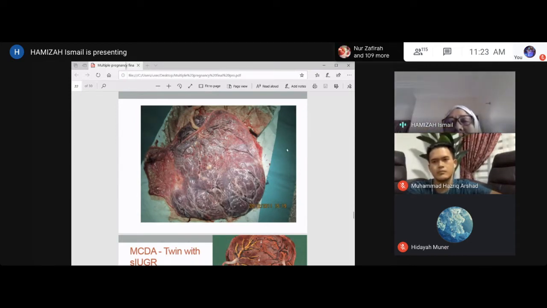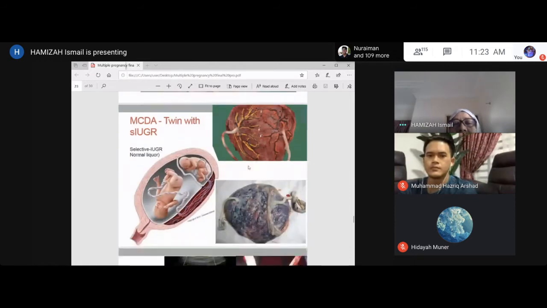Okay, this is an example of laser that has been done. These are laser. Then your MCDA with selective IUGR, just a small placenta share here and a small placenta share there, with or without anastomosis. So type 1, type 2, type 3 selective IUGR, not the single IUGR, selective IUGR.